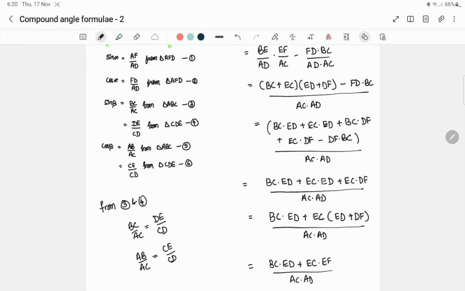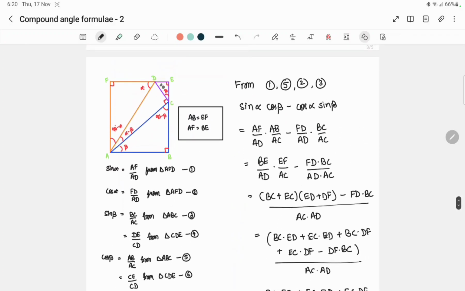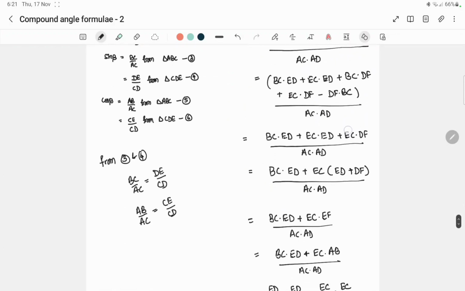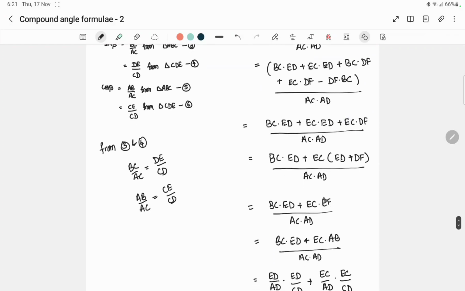Or you can go in a different manner. What I have done here is that I have taken EC common from these two, and see what we are getting here is ED and DF. That will give me EF. Okay, cool so far?